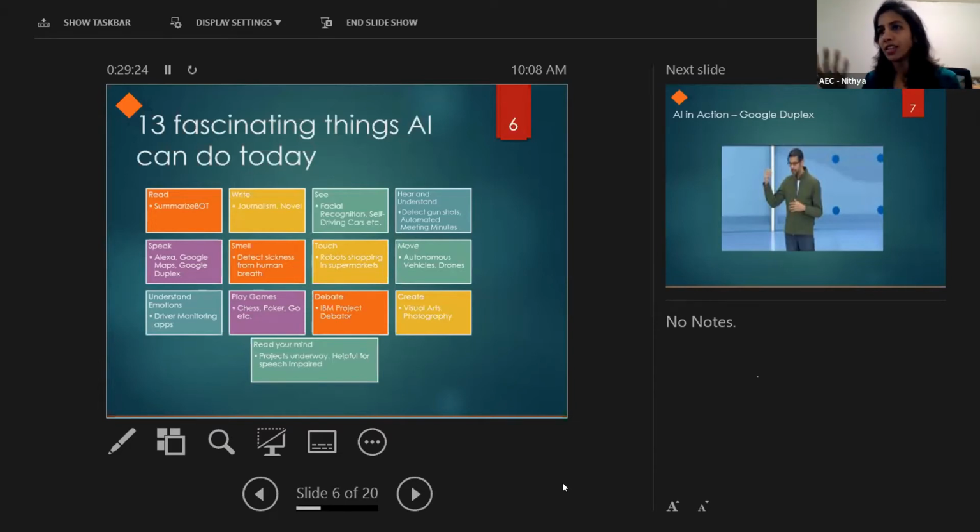Play games, chess, poker, Go, whatever you guys are playing today and what we were playing earlier, everything is now automated. A computer can play as a partner with you. Debate, there is an IBM Project Debater that, again, talks like a human.